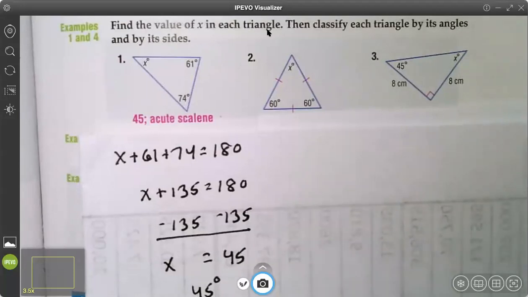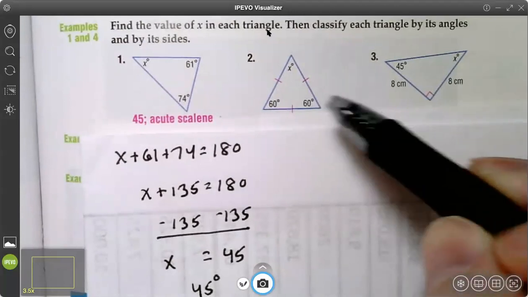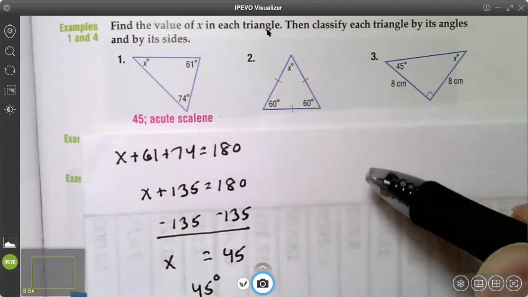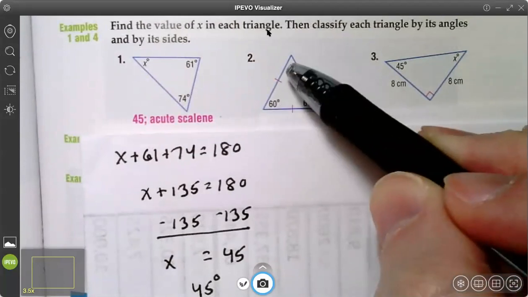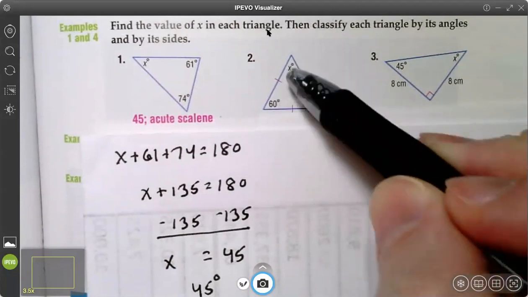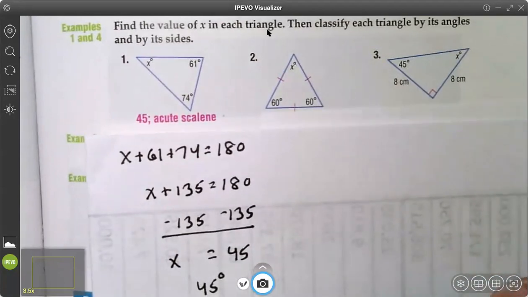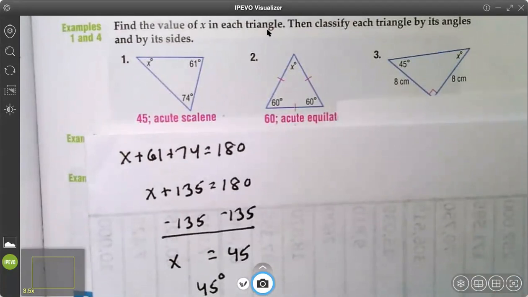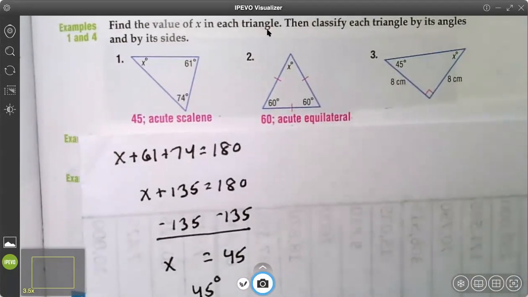Okay, on number 2, if I'd done an equation, it'd be x plus 60 equals 180. Well, let's just subtract 60 and 60 from 180 to get the missing angle measure, or I know instantly this is an acute equilateral triangle, and the difference is going to be 60. But 60 plus 60 is 120. 180 minus 120 is 60, and it is an acute equilateral triangle.